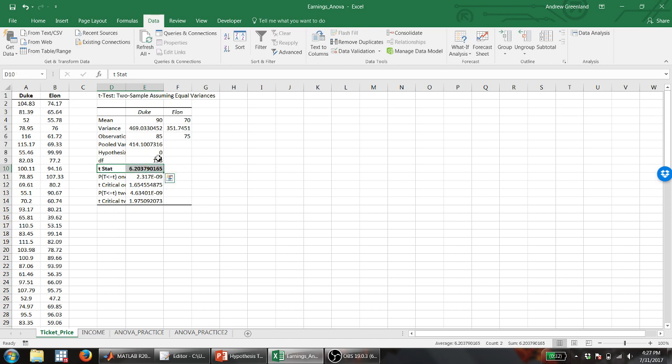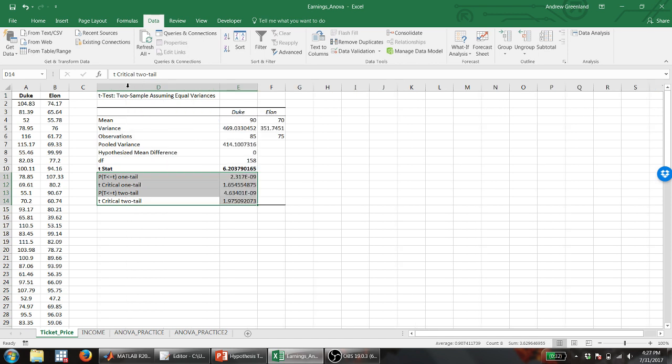This is our t-stat, and the critical values we're going to compare this to depend on whether we're looking for a one-tailed or two-tailed test. Now, notice that because our hypothesis was a hypothesis of equality, that is, mu Duke minus mu Elon equals 0, this has to be a two-tailed test, because we could reject the hypothesis if Duke's average was substantially higher than Elon's, or Elon's average was substantially higher than Duke's. Because this is a two-tailed test, we need to look at the critical value for a two-tailed test, which I'm going to highlight again.